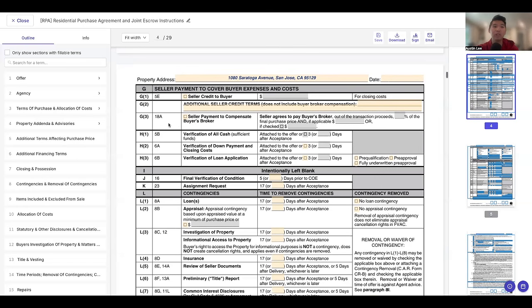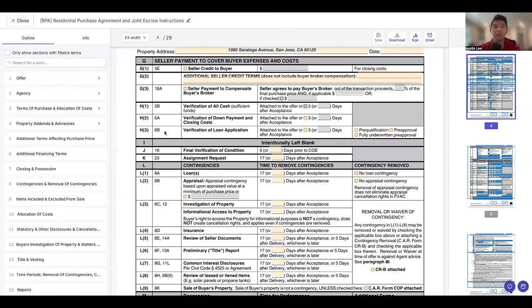All right. G3 is going to be the seller's payment to the buyer's agent. So generally, it's going to be about 2.5%. That's a standard rate. But if you want to negotiate a lower or different rate, you can also put that here as well. H1, H2, H3, these are just verifications of how you're going to pay for the property.